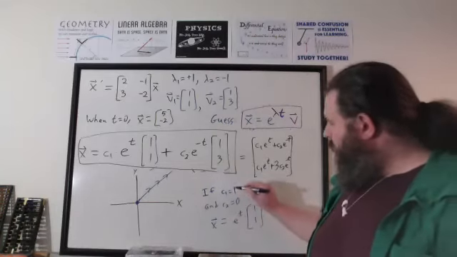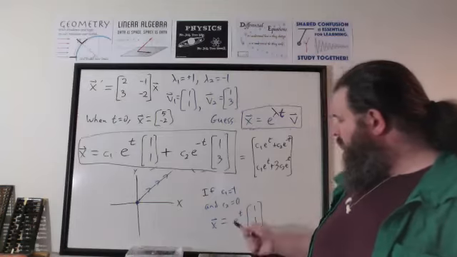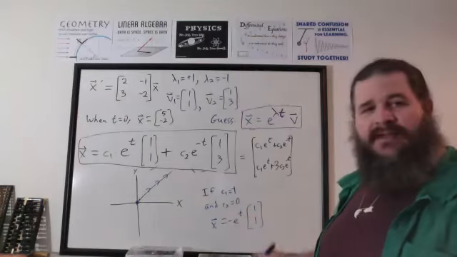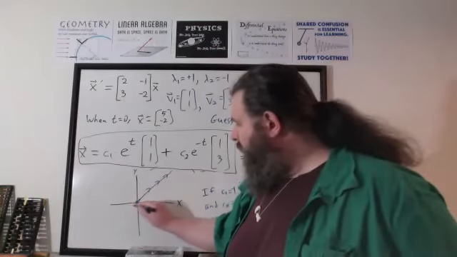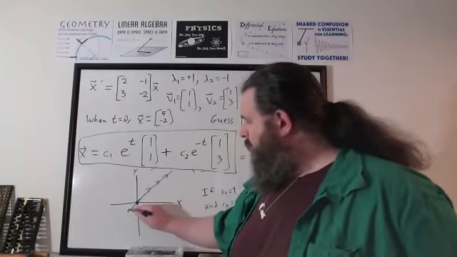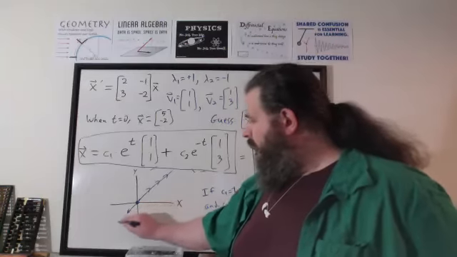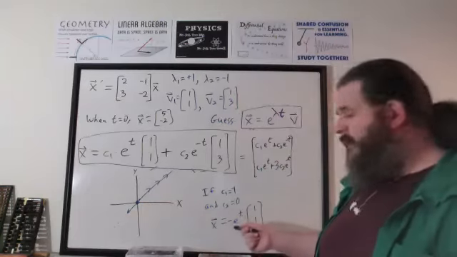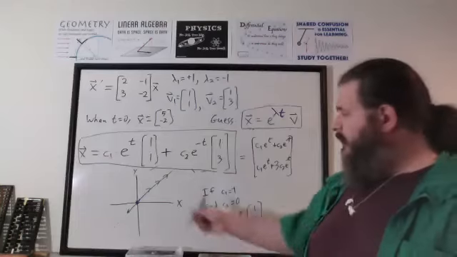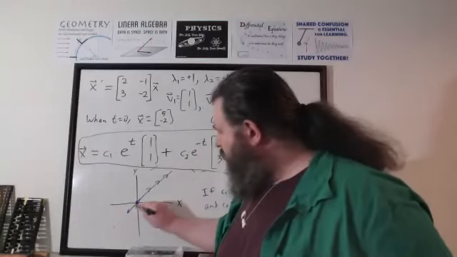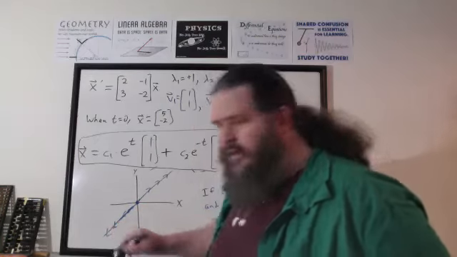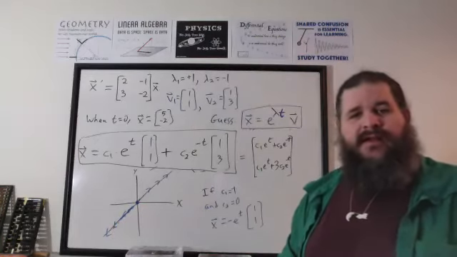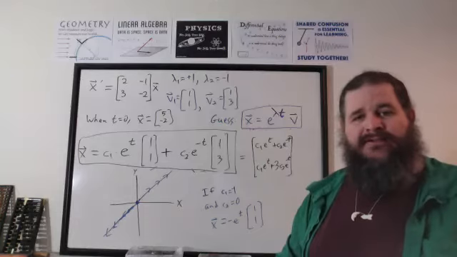Or alternatively, C1 could be -1. In that case, we'd have negative e to the t times 1, 1, which just means in the other direction, -1, -1. If we start there, we're going to keep going further and further out because this is still growing exponentially away from the origin, just in the -1, -1 direction. So this is another of these solutions. Growing exponentially towards infinity on the -1, -1 direction.